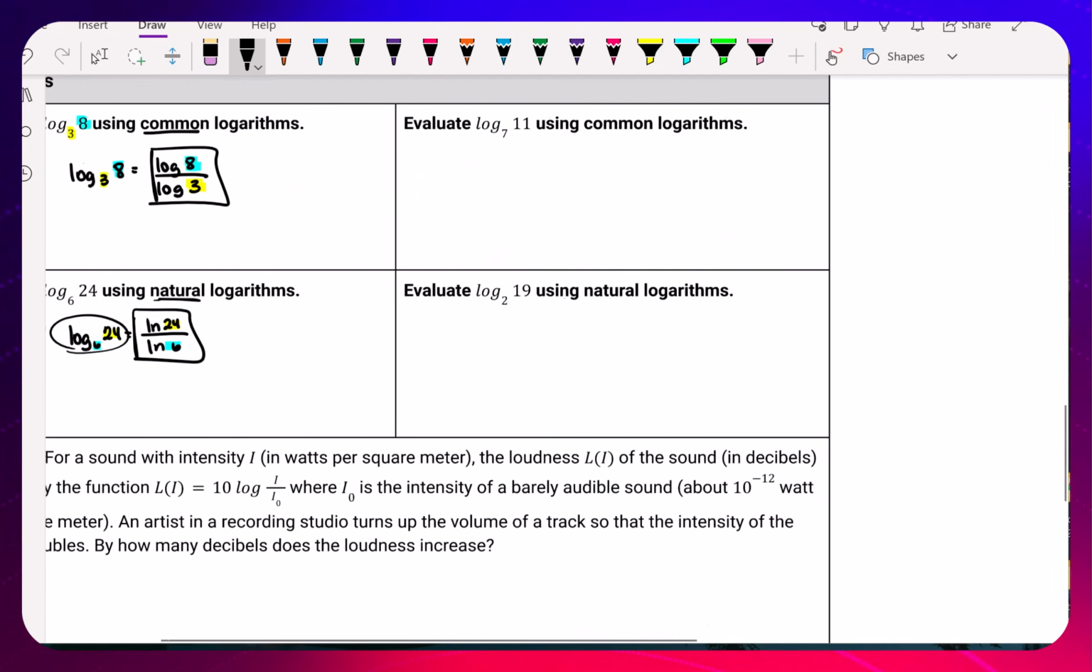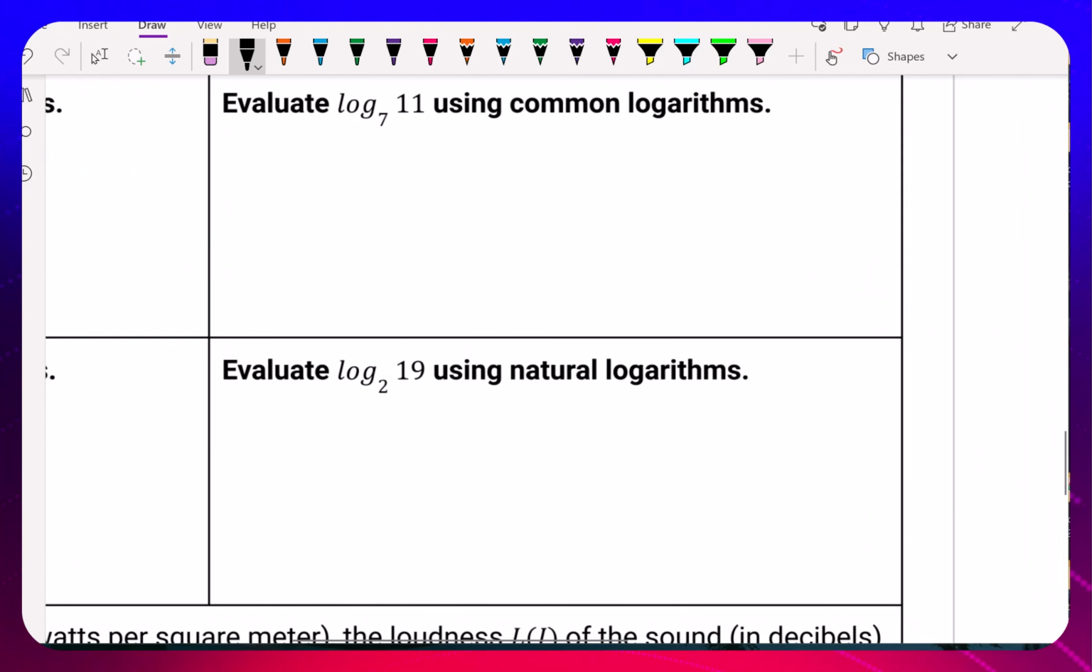So here's what I need you to do. I need you to look at these two examples. I want you to pause the video. I want you to write them out using the change of base formula and see if you get what I get. Just make sure you pay attention to whether it says common or natural log.